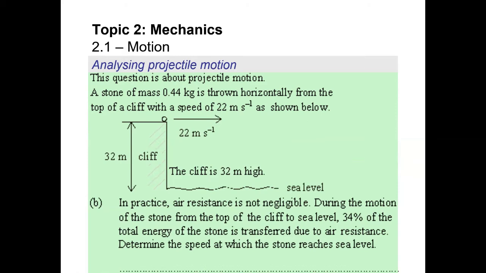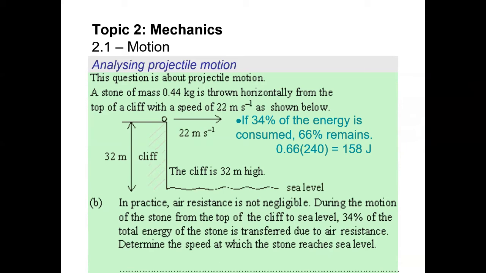In practice, air resistance is not negligible. During the motion of the stone from the top of the cliff to sea level, 34% of the total energy of the stone is transferred due to air resistance. Determine the speed at which the stone reaches sea level. If 34% of energy is consumed, 66% remains. 66% of 240 is 158 joules, and kinetic energy is 1 over 2 mass times velocity squared equals 158 joules. Solving this gives us 27 meters per second.